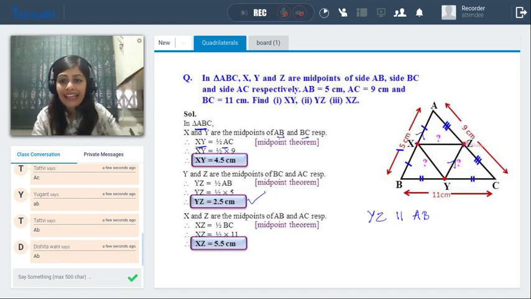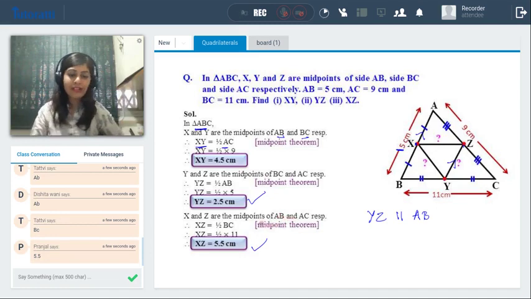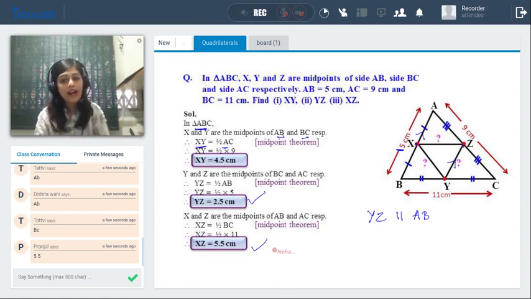Similarly, if you look at XZ, X is the midpoint of AB, Z is the midpoint of AC. So line XZ has to be parallel to BC and half of BC. Half of 11 is 5.5. That's correct. Thank you so much, Tatvi. Yes, Pranjal. So that is how we apply the midpoint theorem. So this was an extremely easy sum to understand how you apply the midpoint theorem.